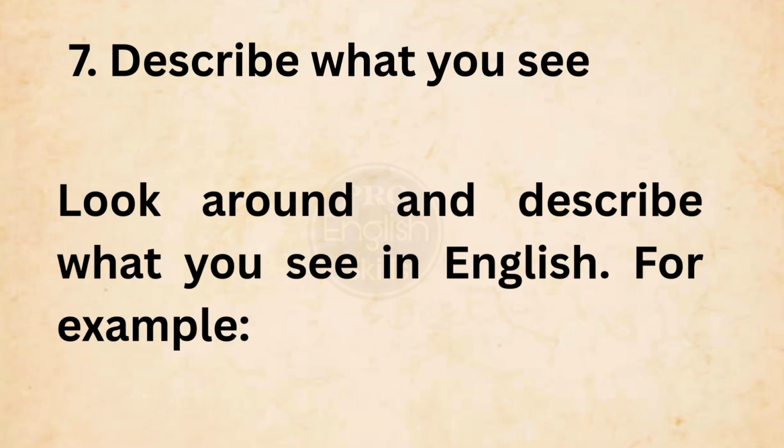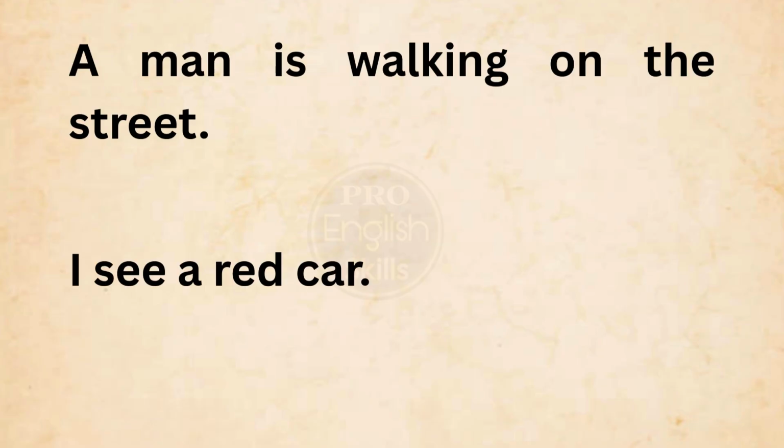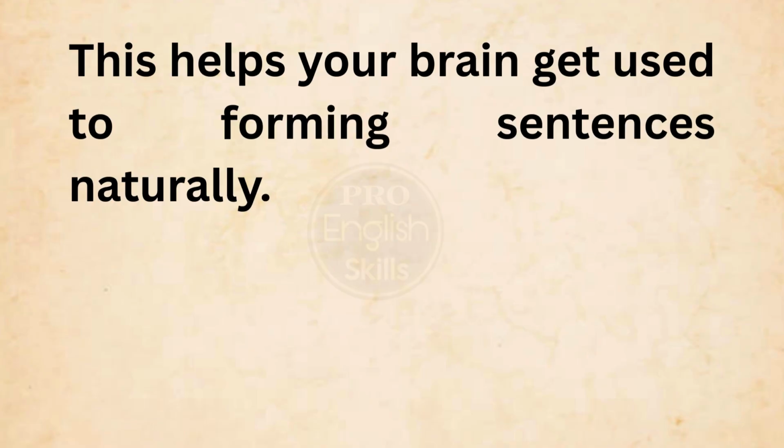7. Describe what you see. Look around and describe what you see in English. For example, the sky is blue. A man is walking on the street. I see a red car. This helps your brain get used to forming sentences naturally.